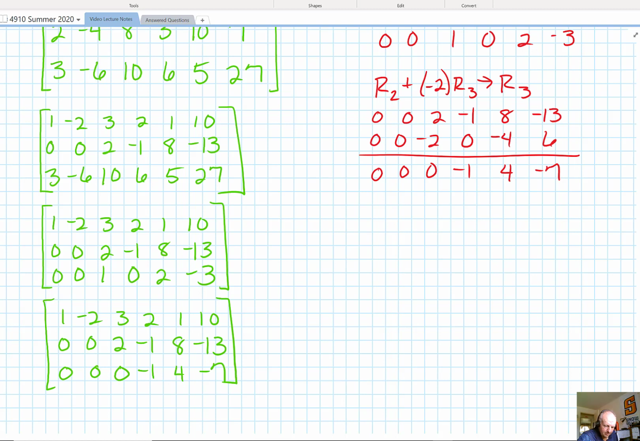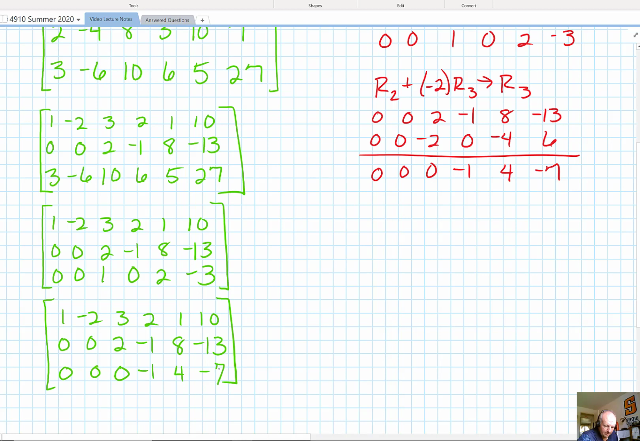And so this matrix is in echelon form, right? We have this stair step where the leading entries are all below and to the right of the previous leading entries. Okay, so let's see, that was a 7. Okay, now here's what's going to happen.